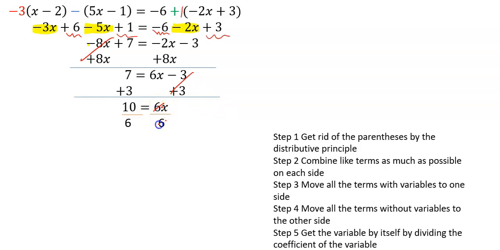So now 6 divided by 6, we get a 1x or just x. The left-hand side, notice it's a fraction. And we can go ahead and divide both the top and the bottom by 2 because 2 can go into both of them. So 10 divided by 2 is 5 and 6 divided by 2 is 3. So we're left with a simplified answer.